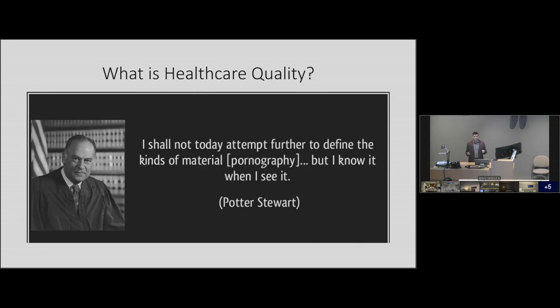The first step is it's hard to measure something if you can't really define what it is. So I like this example from the U.S. Supreme Court, where one of the judges was talking about quality. So the quote was, "I shall not attempt further to define the kinds of material, quality of care, but I know it when I see it." So that's how a lot of people in medicine will describe or try to define quality of care. I know it when I see it, but it's really hard to measure something if that's your definition.